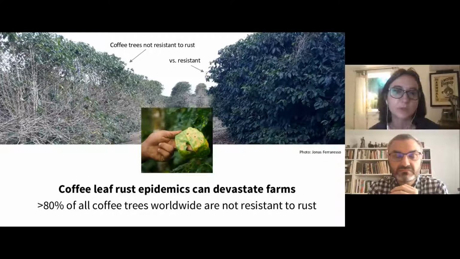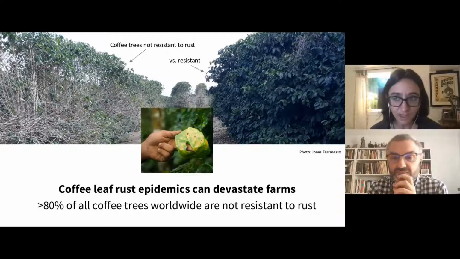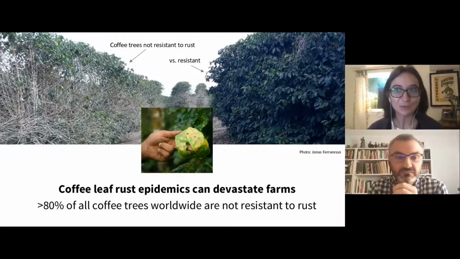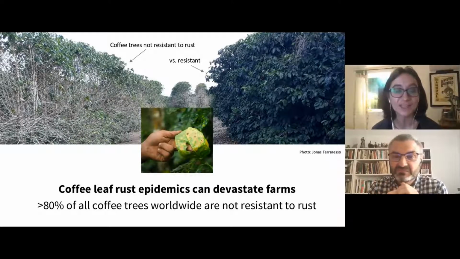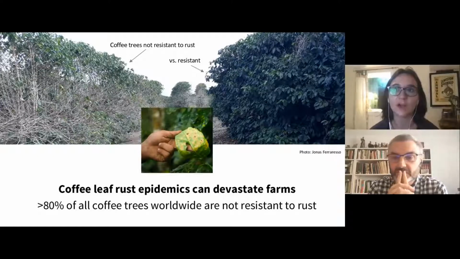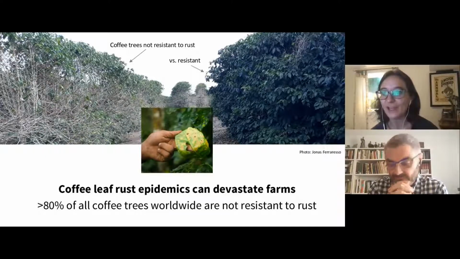So I'll be putting up some links to some information about some of our work on rust, and some of the resources that we have, the technical manuals for managing rust, etc. But today we're going to zoom way out to a much higher level in the clouds and look back at the history of rust and what we can learn about the present moment that we find ourselves in coffee from looking at some of this history.